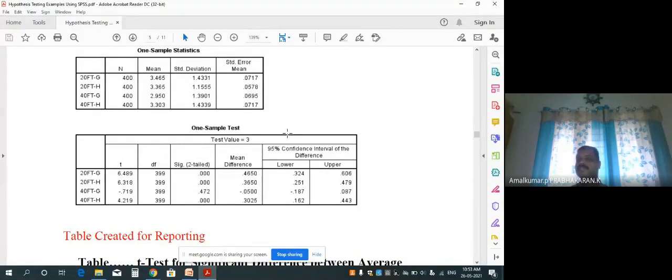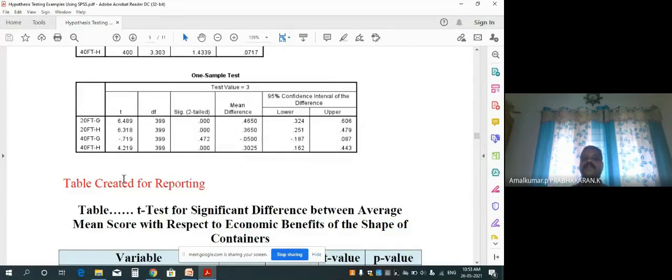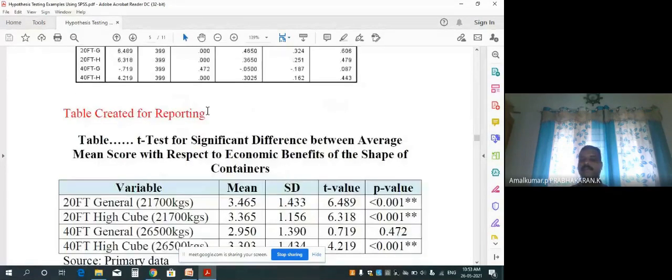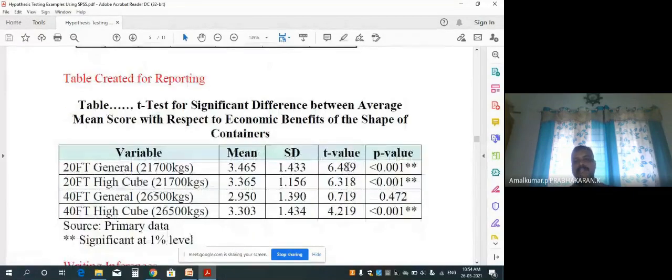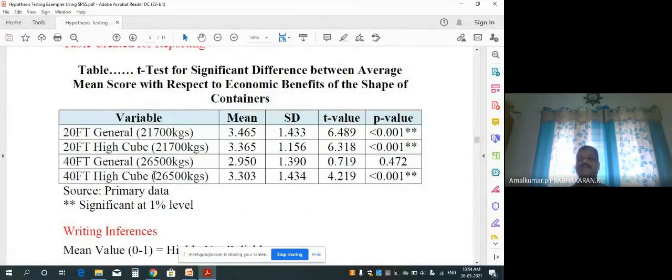This one sample t-test is a two-tailed test. Both tails of the normal distribution curve are checked by the one sample t-test. This is the p-value, the significance value. Based on that, the researcher created a table for the final reporting. Here the first column is the variable, the different shapes of containers, the second column is the mean value, the third column is the standard deviation, then the t value, and finally the p value.